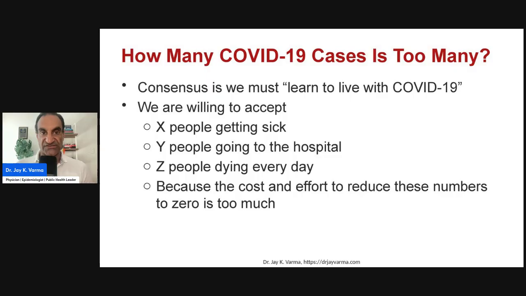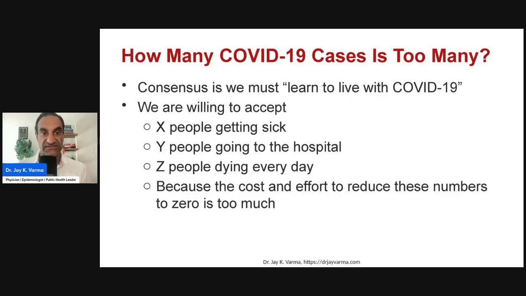So let's think about this. For example, when we think about everything that we've talked about in this lecture, we get back to a question that I raised earlier, which is how many cases is too many? So let's go back to COVID again, since this is an example that everybody is familiar with. How many COVID-19 cases is too many? The consensus after the peak of the pandemic has largely been across society that we must learn to live with COVID-19, that there's no way it can be eliminated from our society.